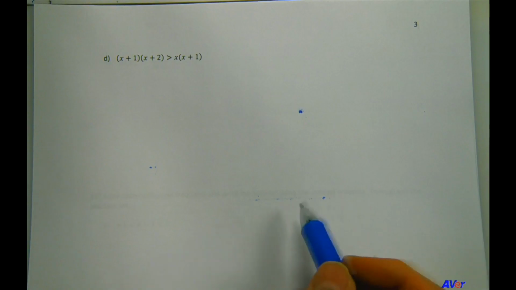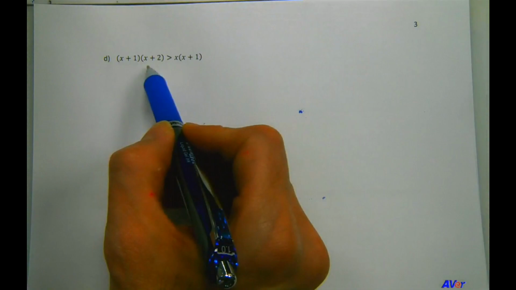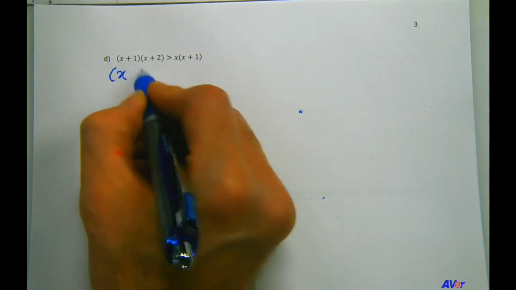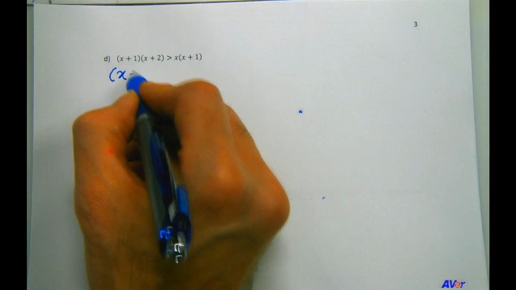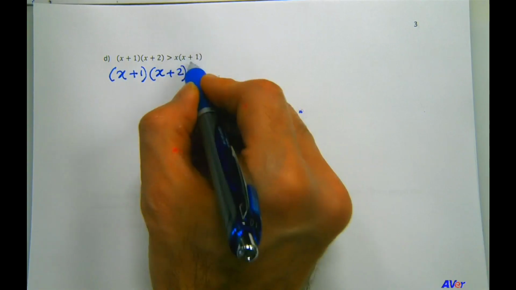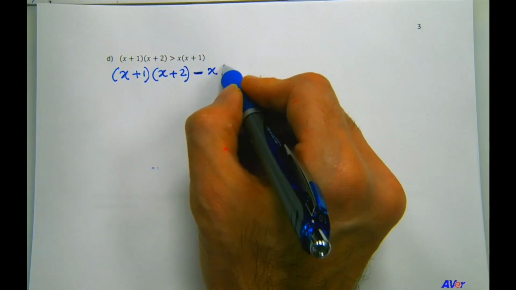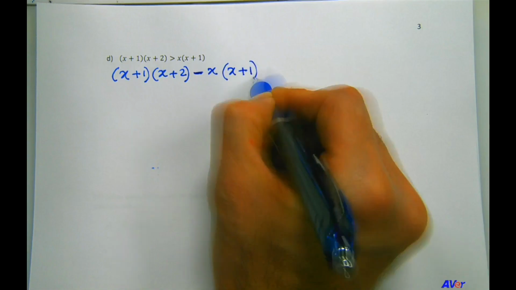All right, so the first thing we want to do is move everything to one side, and I'm assuming you've already solved this on your own. So let's move everything to one side and set the other side equal to 0. So x plus 1 times x plus 2 minus, we're moving this term to the left, minus x times x plus 1 greater than 0.